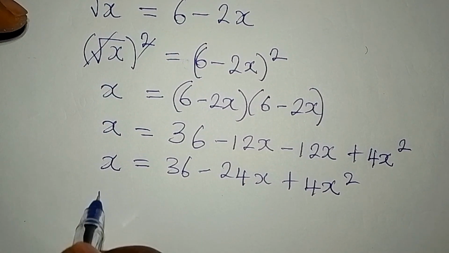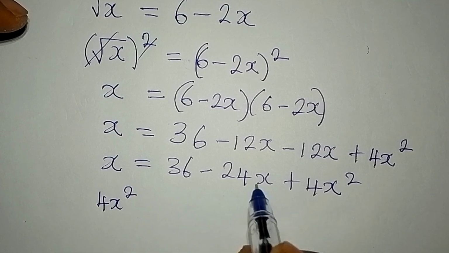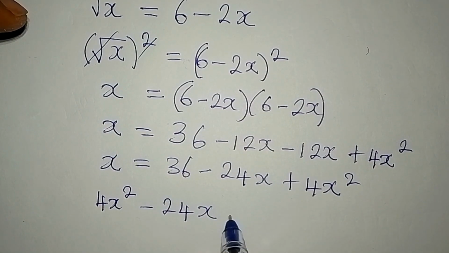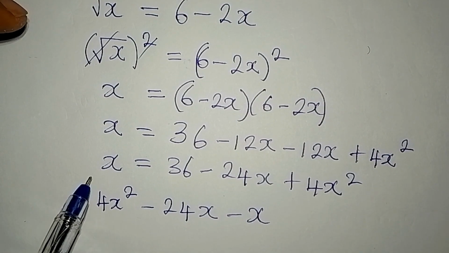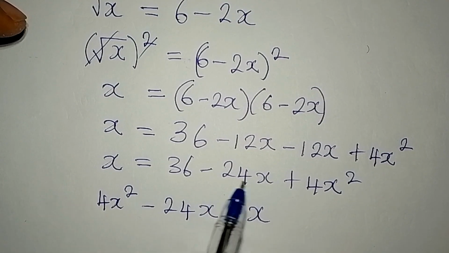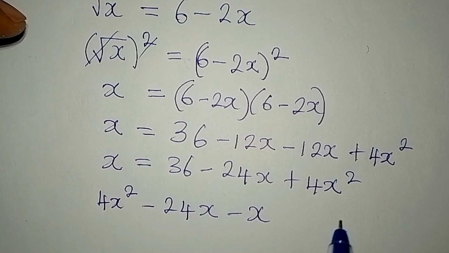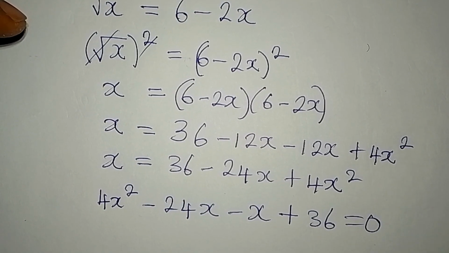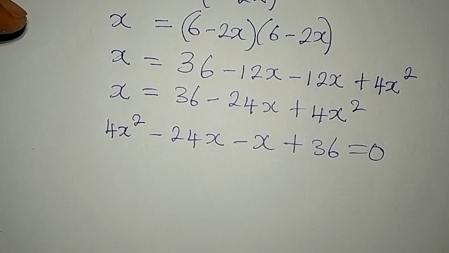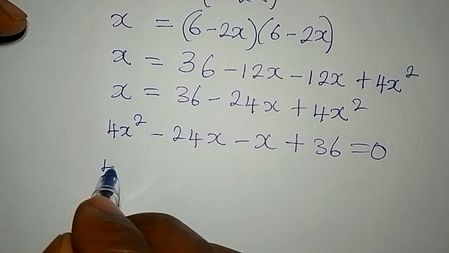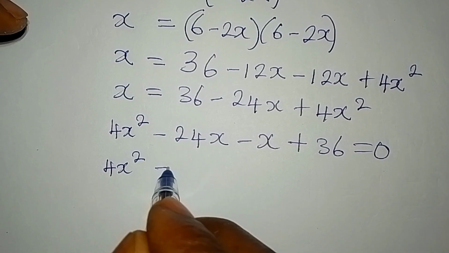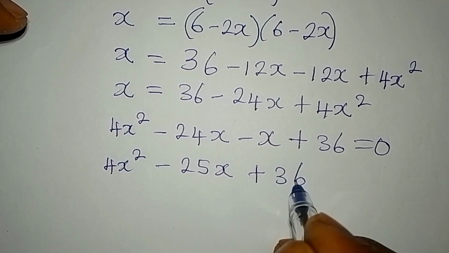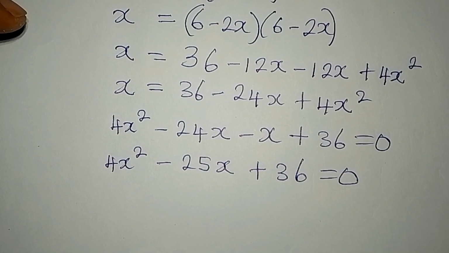So we have 4x squared first. This is minus 24x, and this is minus x because it is plus x on the other side. Coming to meet with the others, it becomes negative. Then we have plus 36. This is equal to 0, right? Now to continue, we have 4x squared minus 25x plus 36, that is equal to 0.